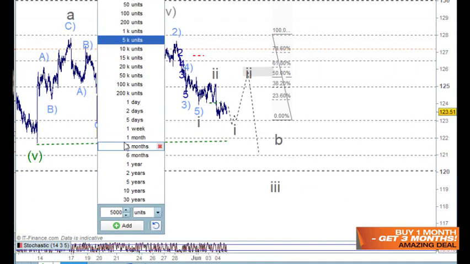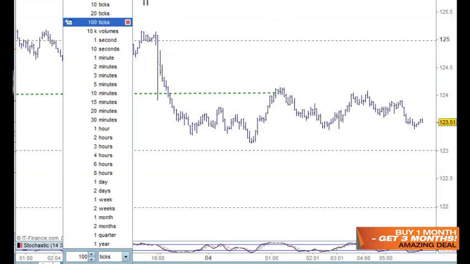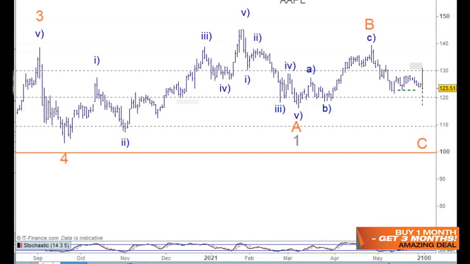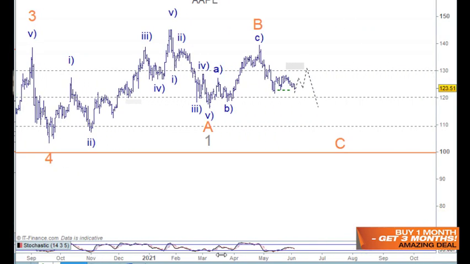Let's just go back to the bigger picture here and see what's at stake. Okay, so let's just clean this up for a second.